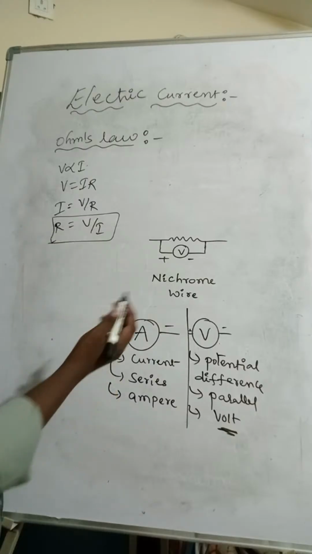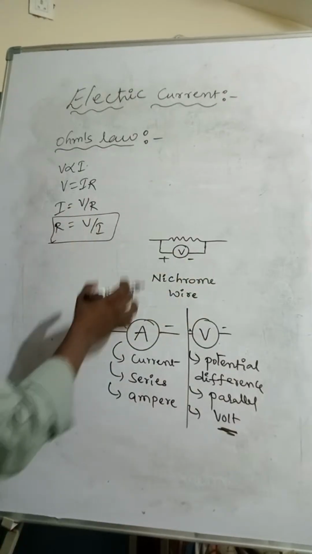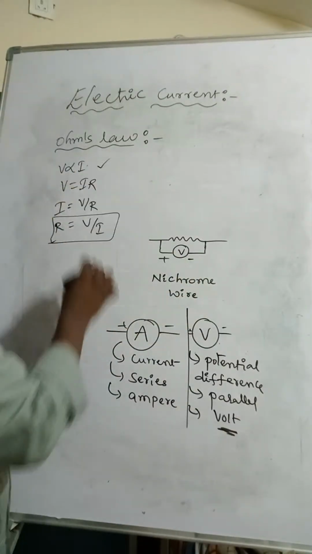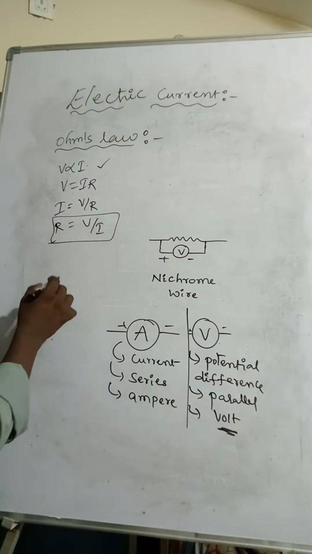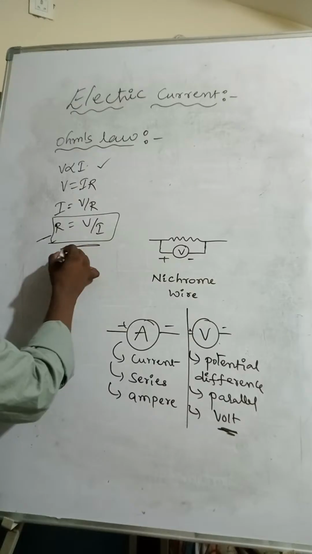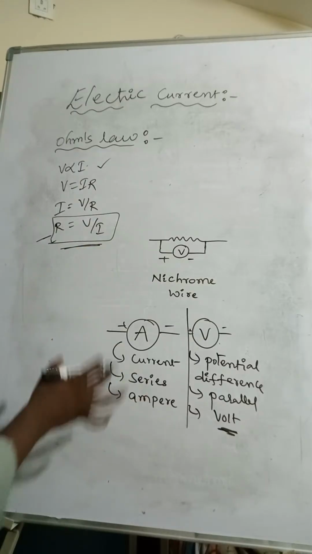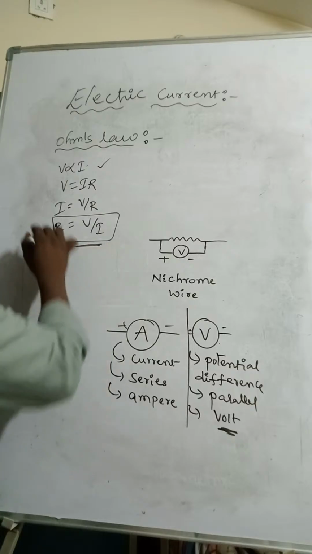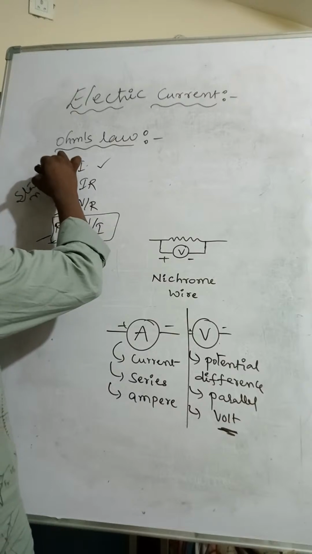As I said, the potential difference across a metallic wire is directly proportional to the current flowing through it. V is directly proportional to I, so V equals IR, and R equals V by I. This is the resistance. So Ohm's law gives the definition of resistance. This is about the statement.